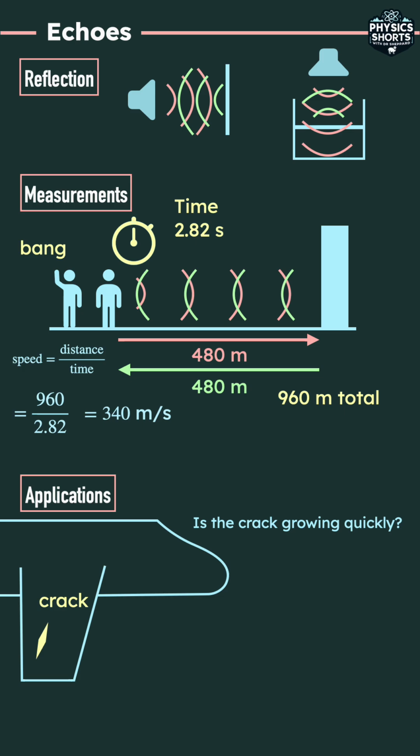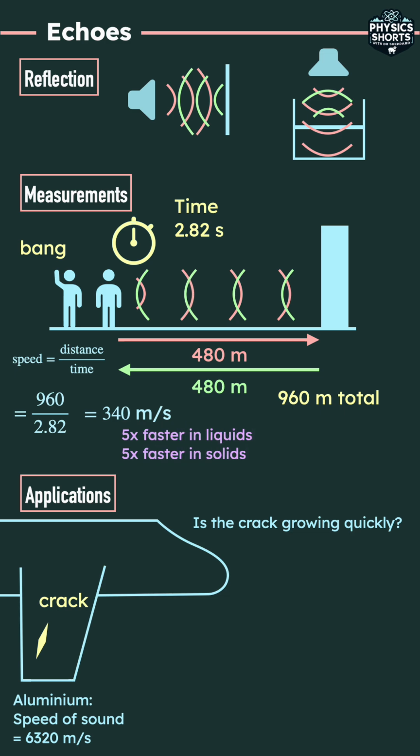Anyway, we know the speed of sound in metal. For aluminium, it is 6,320 meters per second. That's much faster than the 340 meters per second in air. As a rough rule, if sound is 340 meters per second in air, it's around 5 times faster in liquids and 5 times faster again in solids. So the speed is 6,320 meters per second.